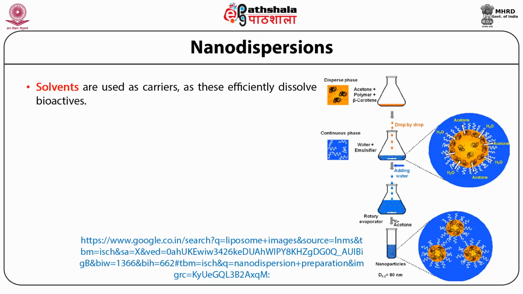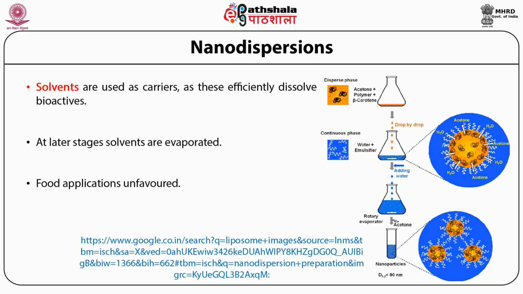Solvents are used to dissolve the hydrophobic bioactives. In this example, we can see the use of acetone plus a polymer plus beta-carotene, which is the bioactive being encapsulated. This is mixed drop by drop into an aqueous phase which contains water and an emulsifier. And much like what we understood in the lipids, here we have the bioactive within a solvent. After this mixture is prepared, the solvent is evaporated and the nanoparticles are generated. However, since there could be the possibility of even traces of solvents, these kinds of formulations are not favored in food applications.